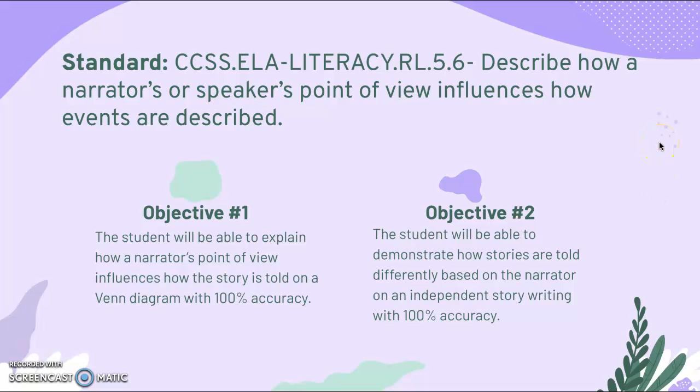The standard that I am teaching is describe how a narrator's or speaker's point of view influences how events are described. 2 objectives that I'm going to use are: the student will be able to explain how a narrator's point of view influences how the story is told on a Venn diagram with 100% accuracy. The other one is: the student will be able to demonstrate how stories are told differently based on the narrator on an independent story writing with 100% accuracy.